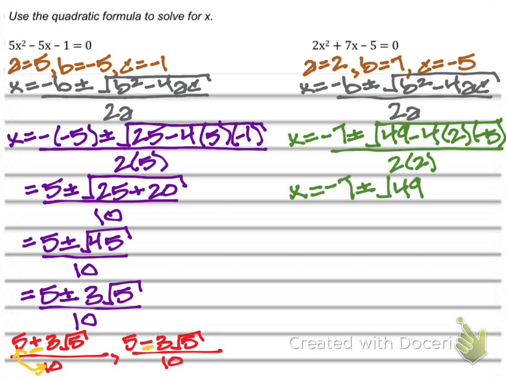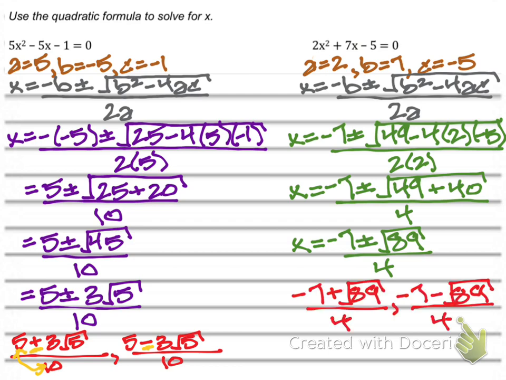Now we're just going to clean it up. Square root of 49, and then that's plus 40, right? All over 4. So we have negative 7 plus or minus root 89 over 4. We cannot simplify root 89. So we just got to split it up to put our answer in Alex. Okay? Let's look at another one.